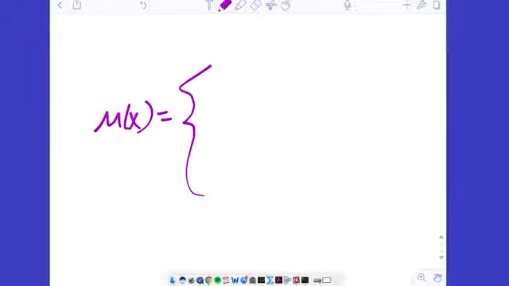Let's give you all one to try on your own. So you can add this to your notes. Let's let this one be m of x, or Monday of x. M of x equals, let's do 2x minus 1 when x is less than or equal to negative 1.